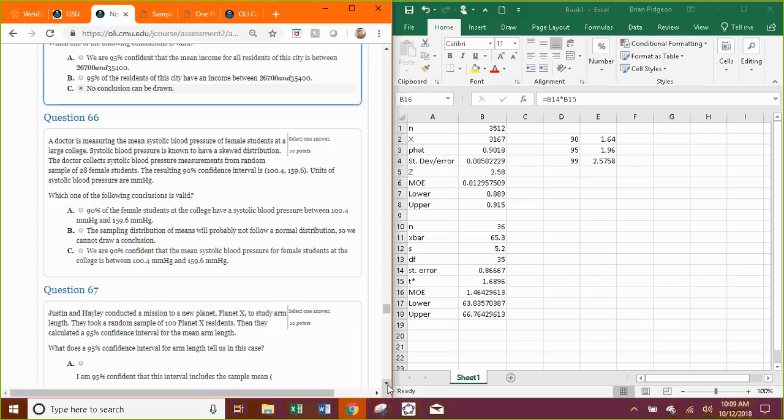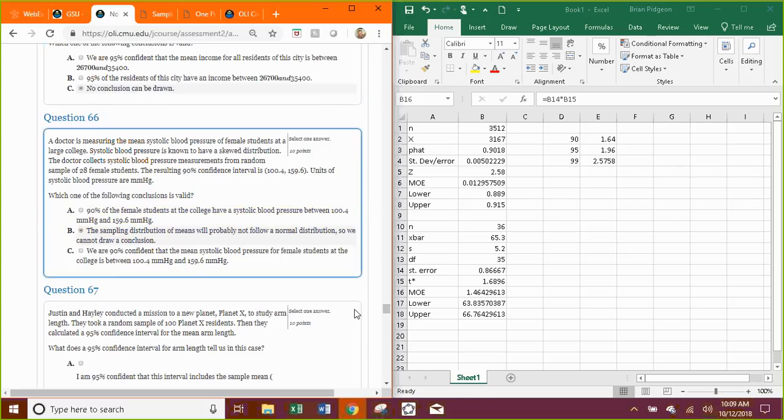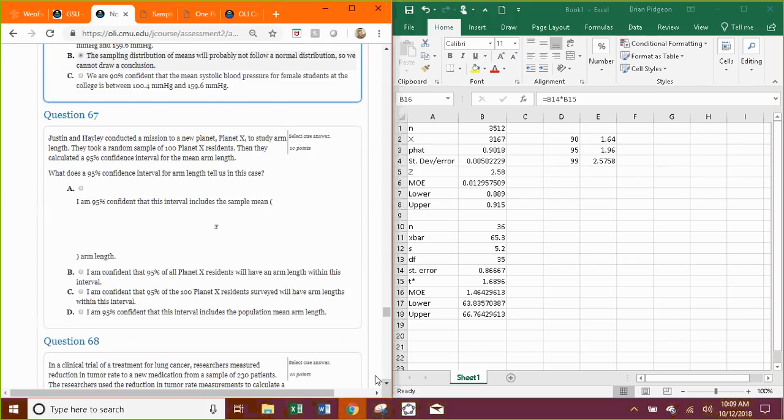A doctor is measuring the mean systolic blood pressure of female students at a large college. Systolic blood pressure is known to be skewed. The doctor collects systolic blood pressure measurements from a random sample of 28. Same thing. Which of the following conclusions is valid? Yes. The sampling distribution of means will probably not follow a normal distribution, so we cannot draw a conclusion.